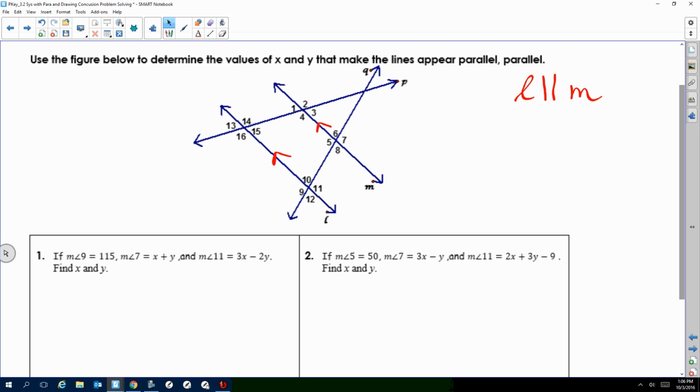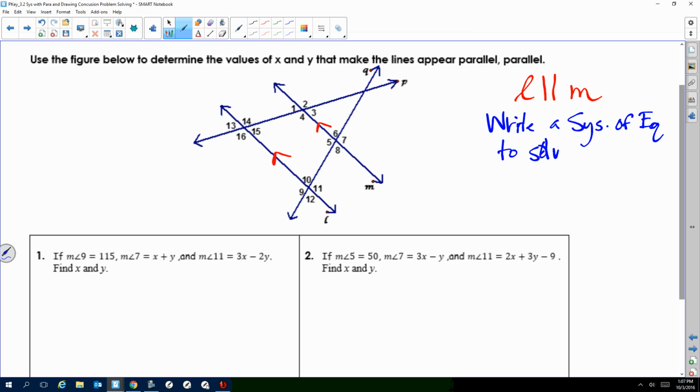All right, there's two things I'm going to check on this page. I am stamping this page. You will need to write a system to solve for x and y, okay? So you will write a system of equations to solve for x and y. I ran out of room. Now, your system is going to be based on the given.